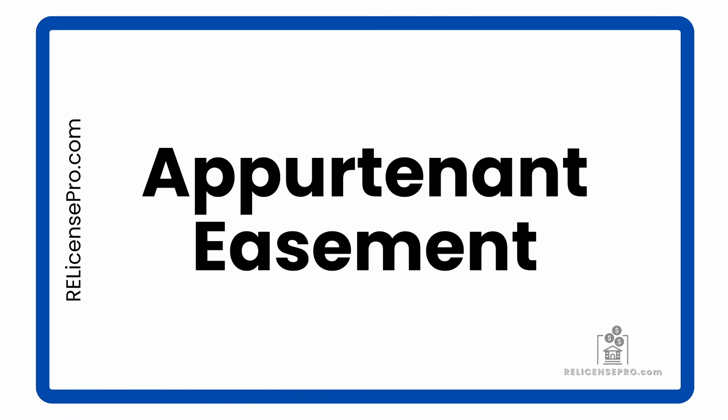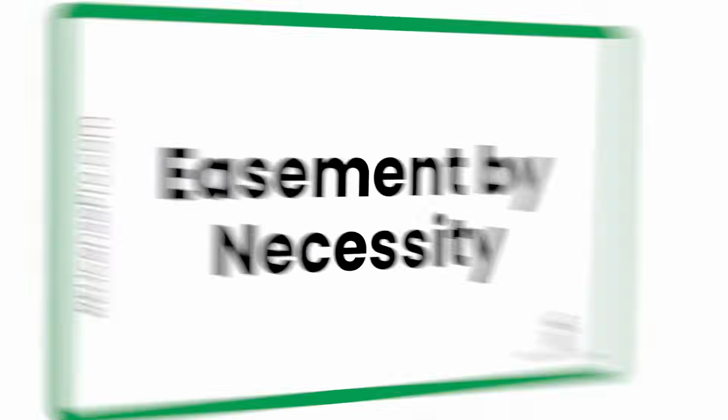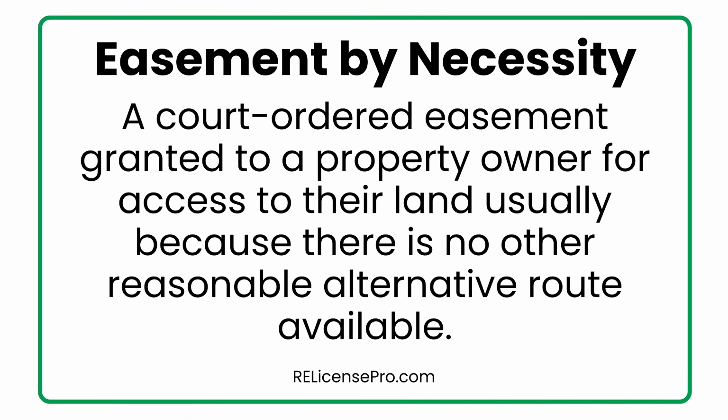Appurtenant easement. An appurtenant easement is a legal right granted to a property owner to use a portion of another property for a specific purpose, such as an access road to a landlocked parcel or to run utility lines across it. Easement by necessity. An easement by necessity is a court-ordered easement granted to a property owner for access to their land, usually because there's no other reasonable alternative route available.